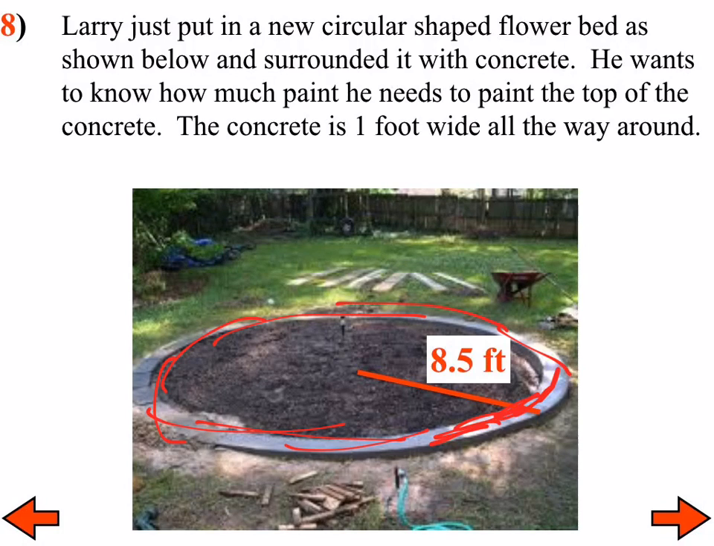So the radius from the center of that circle all the way out to the edge over here is 8.5, and you know that the concrete is 1 foot wide. I want you to find the area of that in terms of pi, and then I'll give you the decimal answer from that. Give me what the area of that concrete is in terms of pi. Work on that with your shoulder partner, please.